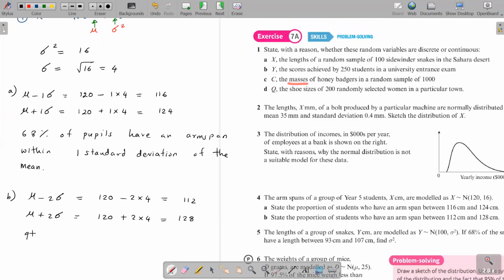So you can write here 95% of pupils have an arm span. Arm span is the variable here. Within 2 standard deviations. Ninety-five percent of pupils have an arm span within 2 standard deviations of the mean. Okay.